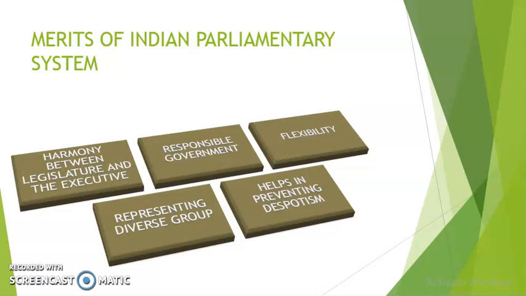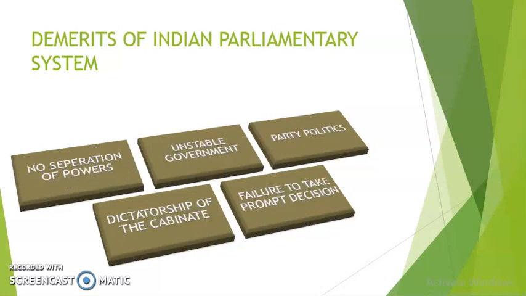Helps in preventing despotism. Despotism is a system where the rulers hold absolute power, but our parliament prevents this type of despotism. So these are the main merits of the Indian parliamentary system. As we saw the features and merits of the parliamentary system, there are even some loopholes and demerits in the Indian parliamentary system, and some of them are mentioned below.